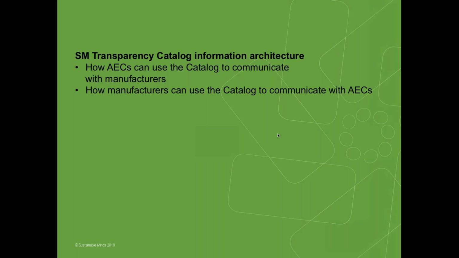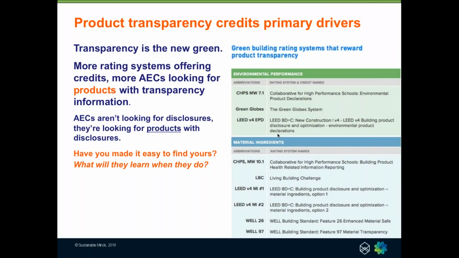So I'm going to walk through the rest of the information architecture of the catalog and talk about the different information solutions that are built in. I'm going to talk first about how we build the catalog, how we build and maintain it. And it starts from this set of green building rating systems.